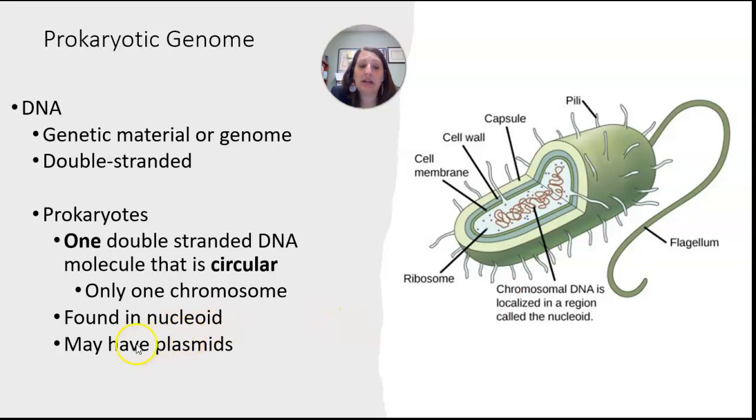And sometimes bacteria will also have small circular pieces of DNA called plasmids. Not all bacteria have them, some do. So in bacteria, it's relatively simple. A bacterial genome really consists of just one circular chromosome.